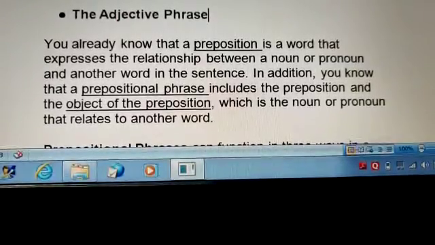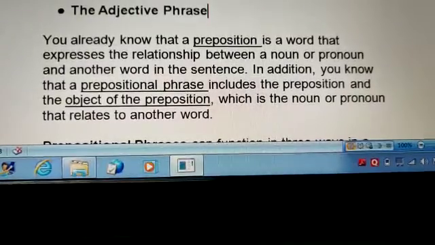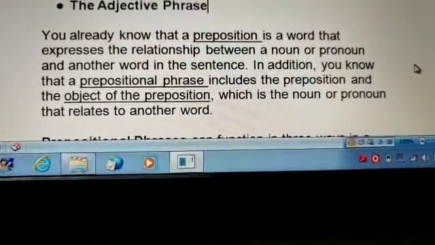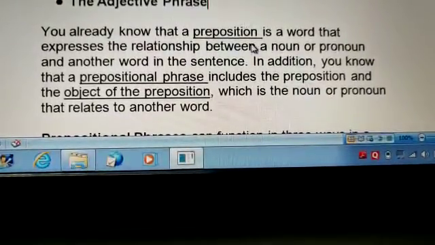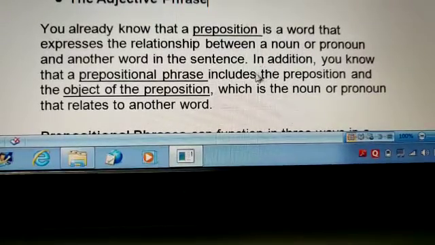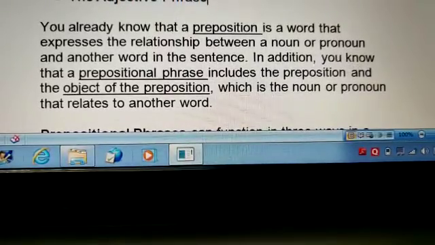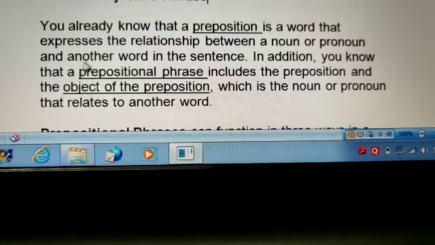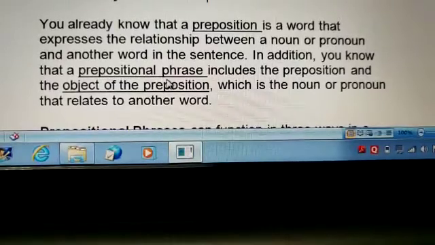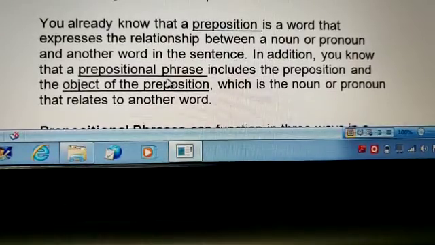Good morning, class. So today in grammar we are going to learn about the adjective phrase. Now you already know that a preposition is a word that expresses the relationship between a noun or pronoun and another word in the sentence. In addition, you know that a prepositional phrase includes the preposition and the object of the preposition, right? When we look at the example, then this will become clear.